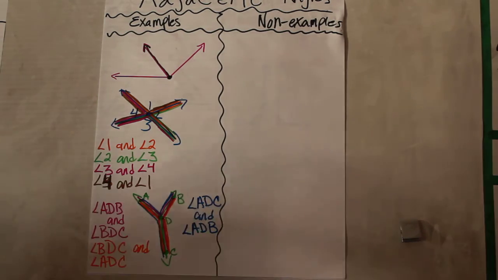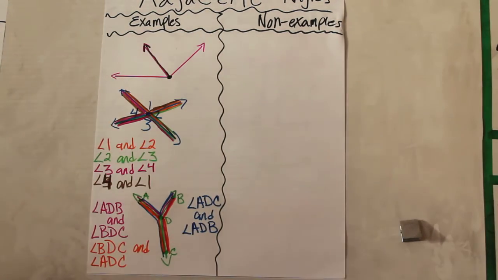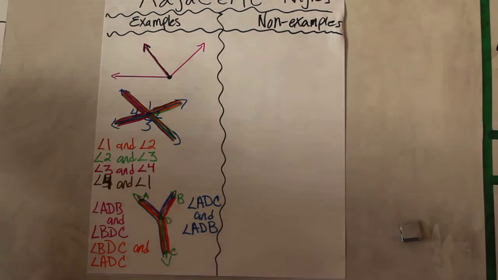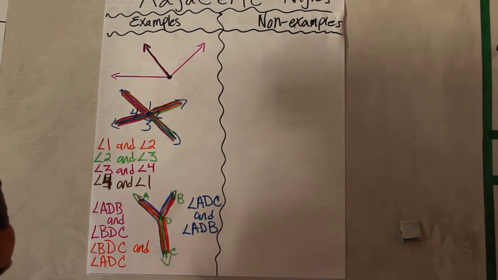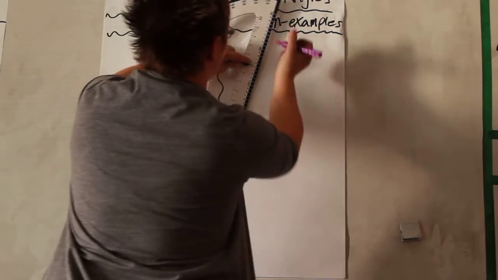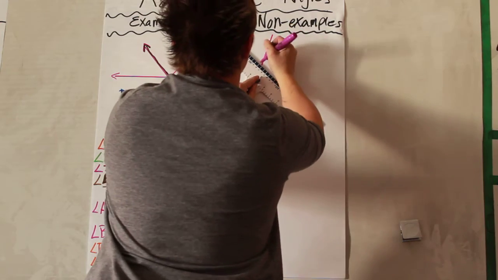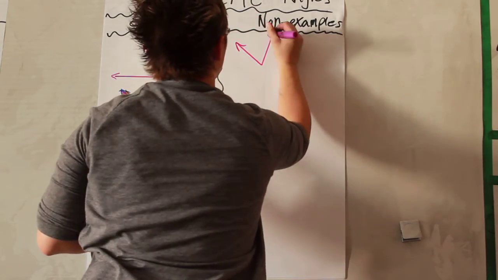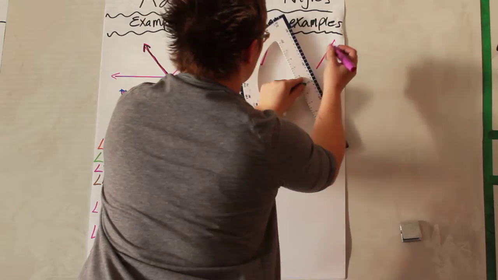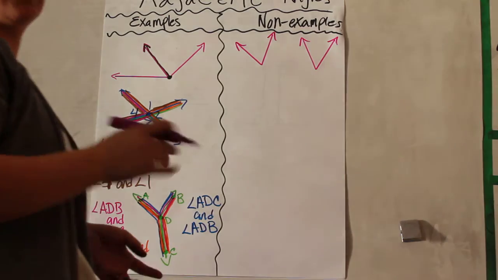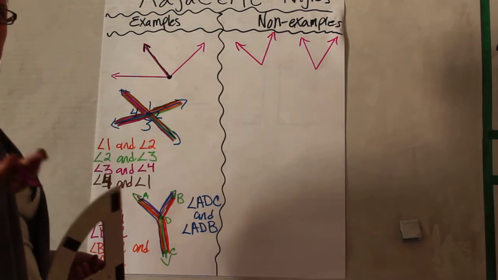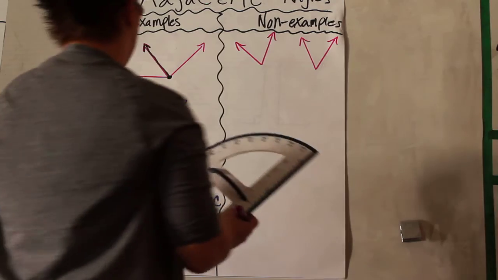All right, some non-examples that we're going to look at are if we have 2 that do not intersect at all. So if we have 2 angles that don't even touch each other, doesn't matter the angle measure, remember? If they don't touch, those are not adjacent. They don't intersect at all. They do not share a vertex, they do not share a side. They don't even share a point at all.